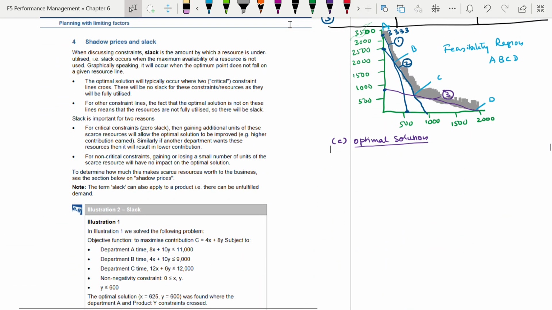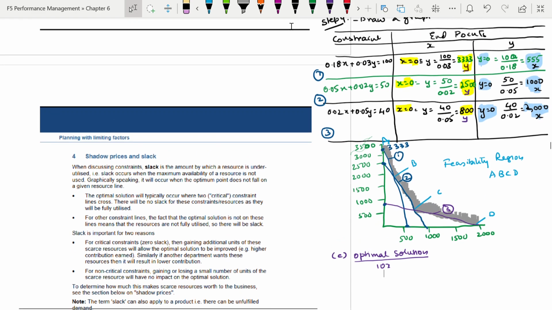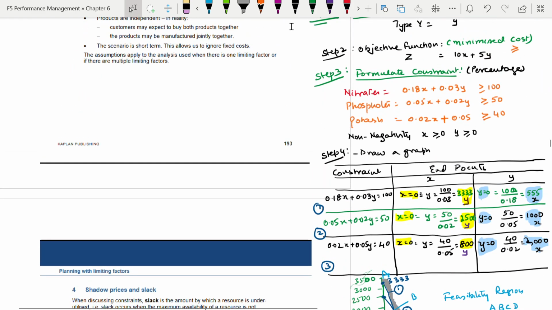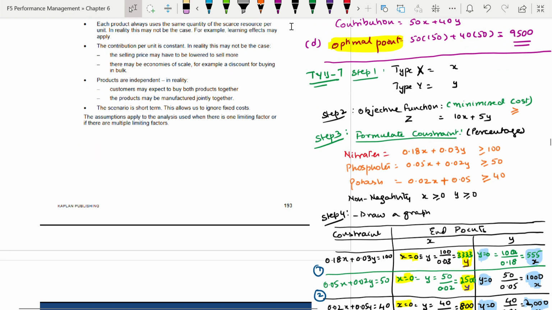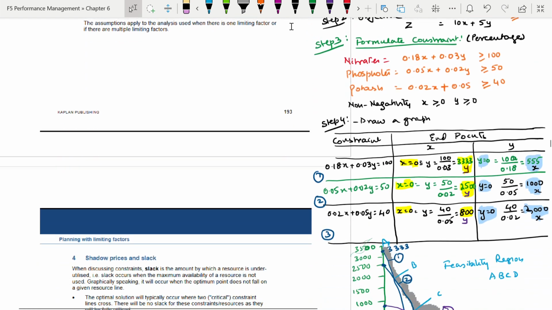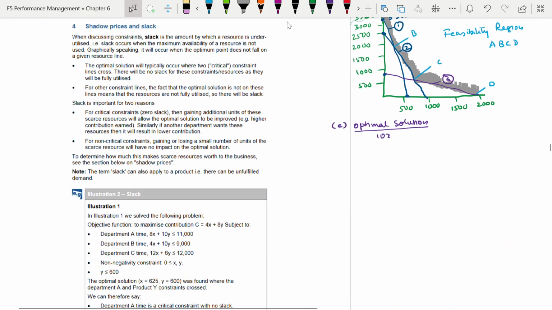What is the first equation? The first equation is our 10x. What are the constraints? The objective function is 10x plus 5y. One by one we have to take, okay? 10x plus 5y.